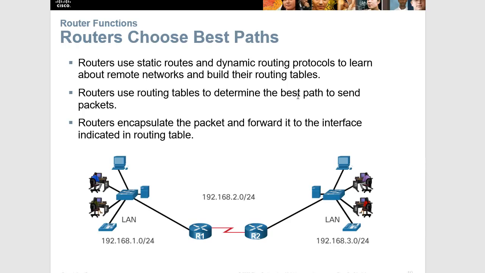Routers use the routing table to determine the best path to send your packets. There are values that go into that. Okay. Again, that comes up later in the chapter. You've got a metric for distance between your two routers and the most trusted route in the routing table, which is a value for administrative distance that we'll talk about later. Routers encapsulate the packet and forward it to the interface indicated in the routing table.